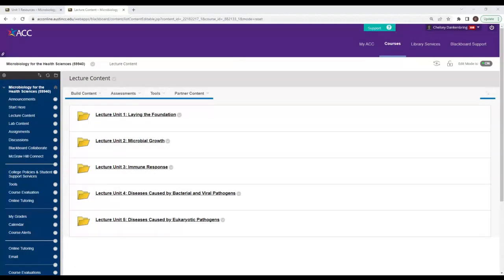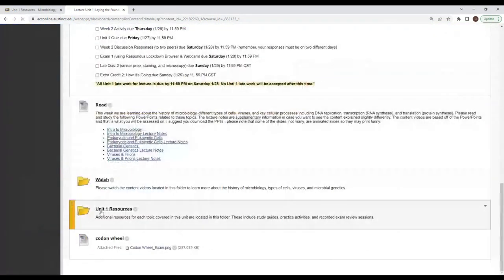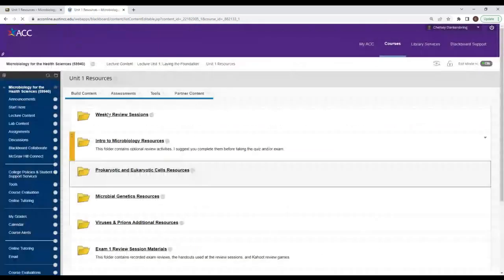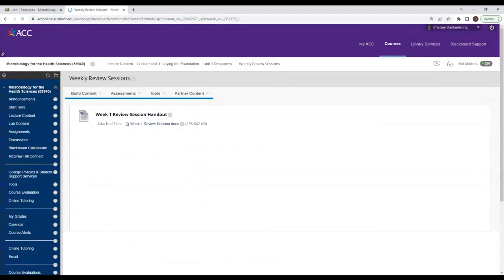There will always be some sort of handout available. To access it, you'll click on the Lecture Unit 1 module, go into the unit that we are discussing, go all the way down to the Resources folder, and there will be a Weekly Review Sessions folder that I just added, and inside of that is going to be your handout. So go ahead and make sure you download that and have it handy.